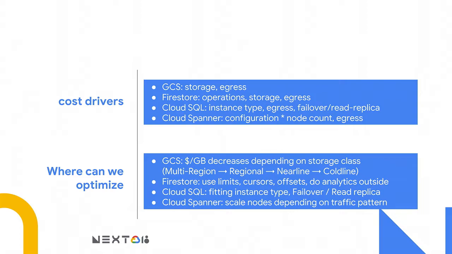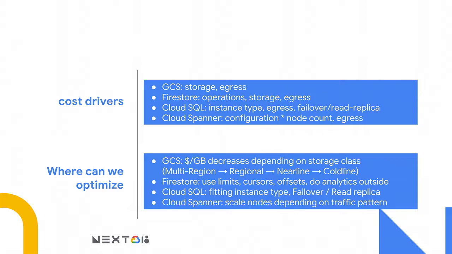Now, how can you optimize on these levels? One optimization that is many times overlooked in Cloud Storage is the storage classes. We have a multi-region storage class, a regional storage class, Nearline, and Coldline. Especially if you go to Nearline and Coldline, the storage cost at rest goes down a lot.